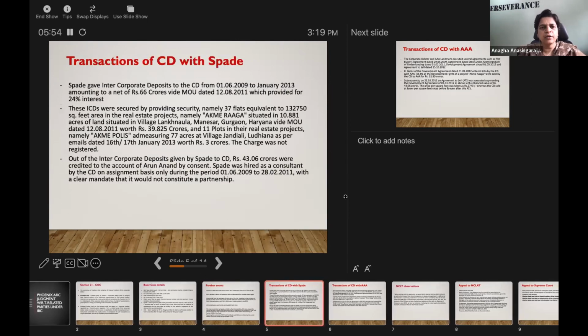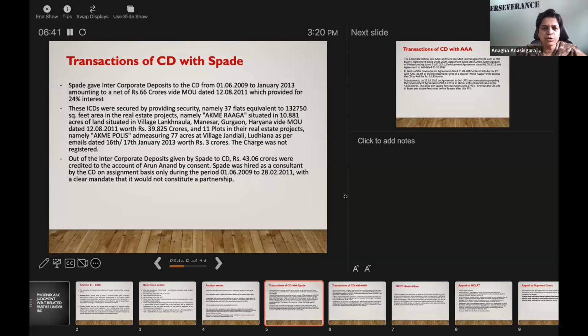Now, the nature of transactions of the CD with SPADE. SPADE has given intercorporate deposits to the CD during the period 2009 to 2013. Now we see the CRP sometime in the period 2018-19, but these transactions are of the period 2009 to 2013. A net amount of 66 crores was given by SPADE to the corporate debtor, and MOUs were entered into in August 2011, which provided for 24% interest. These ICDs were secured by providing security, namely 37 flats being built by the CD, and certain other plots and those things, the details of which are given in the orders.